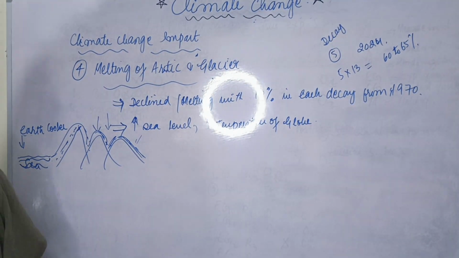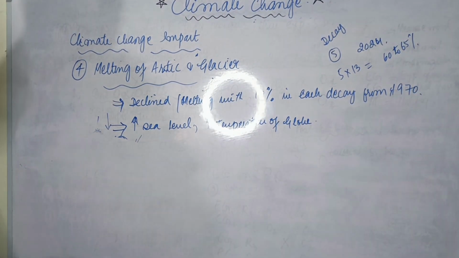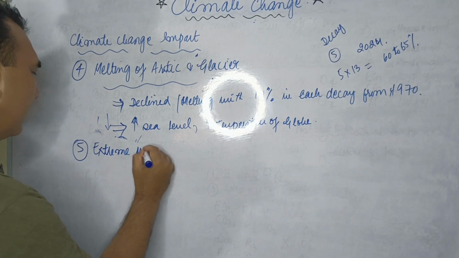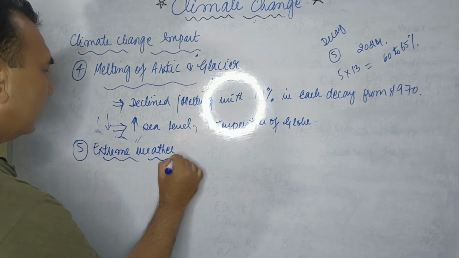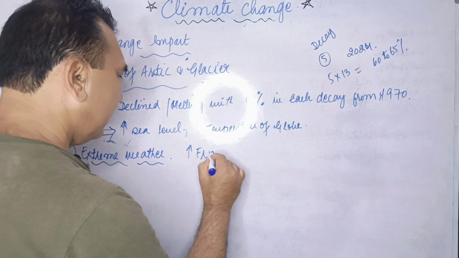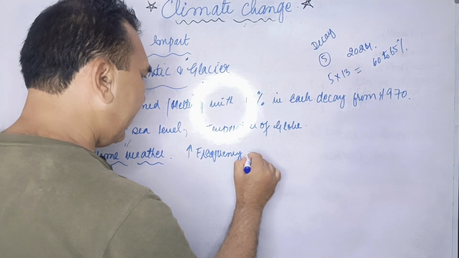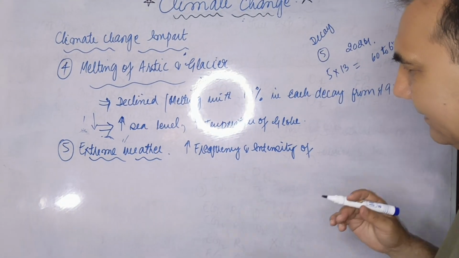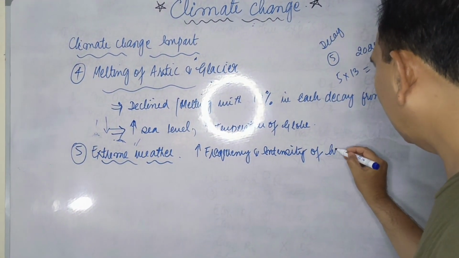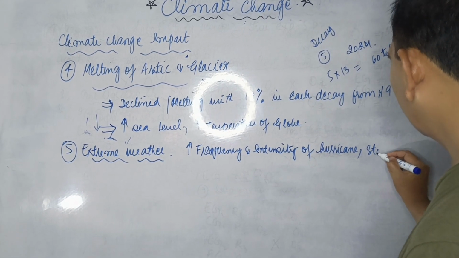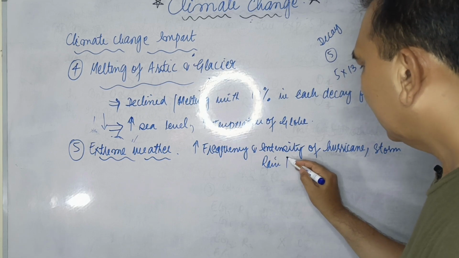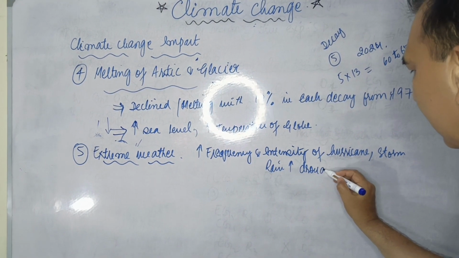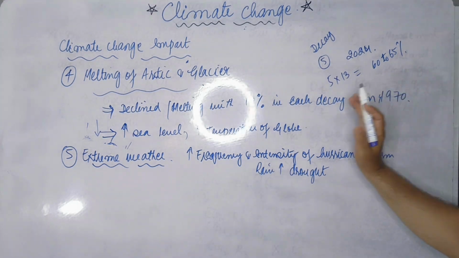And the last impact, extreme weather. Extreme weather due to climate change means the frequency and the intensity of hurricanes, storms, and rain has increased, and you can say drought is increased due to this climate change.